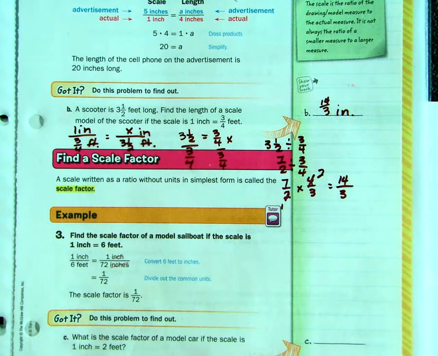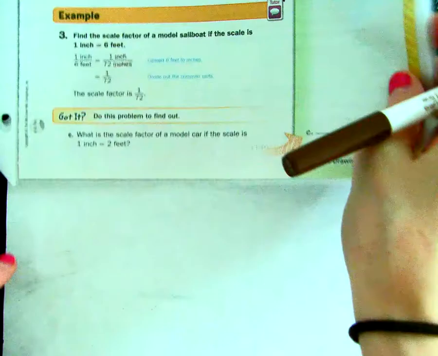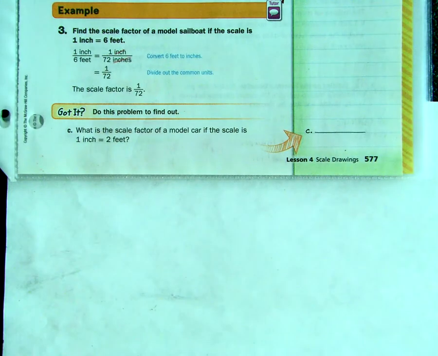Okay, the next thing we're going to do is find the scale factor. A scale written as a ratio without units in simplest form is called the scale factor. So before we figured out how big our model would be or how far we're actually going in real life, now we're going to figure out the scale factor. How would we compare them? So in letter C, what is the scale factor of a model car if the scale is 1 inch equals 2 feet?